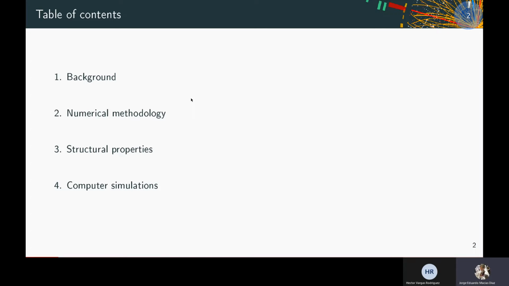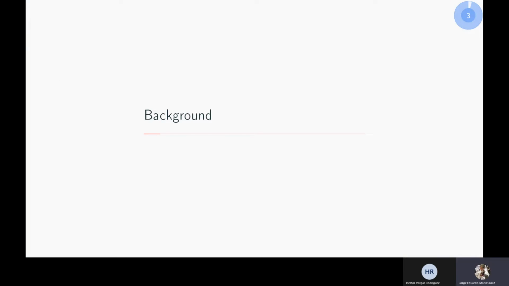Okay, so this is the schedule of my presentation. First of all, I'm going to give a small background on the problem. I'm going to talk about the numerical methodology. Then I'm going to talk about some numerical properties of the numerical methodology, and I'm going to provide some computer simulations.